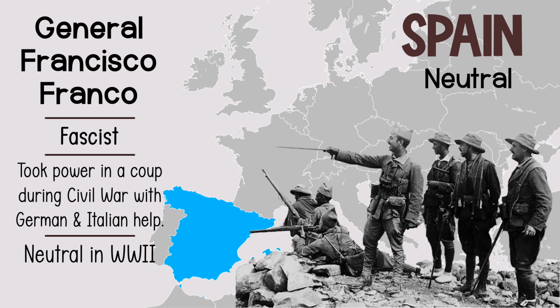However, despite its neutrality, Spain did support the Axis powers in various ways. Spain supplied resources like tungsten to Germany and allowed German submarines to refuel in Spanish ports. Additionally, thousands of Spanish volunteers fought on the Eastern Front alongside the Axis forces.